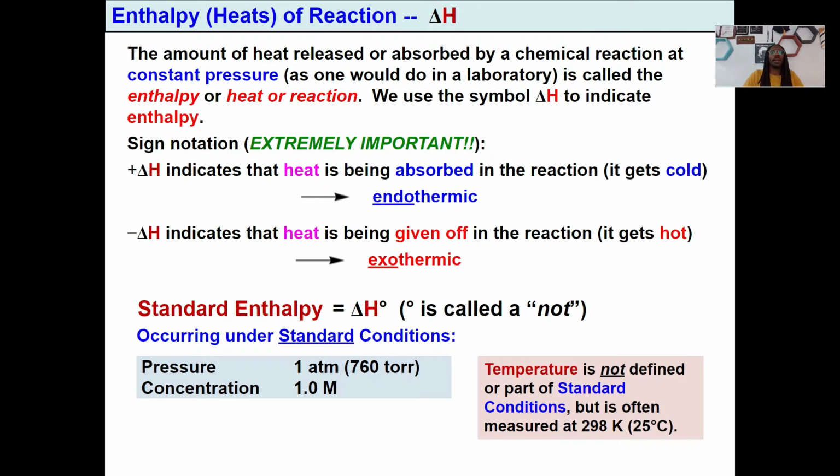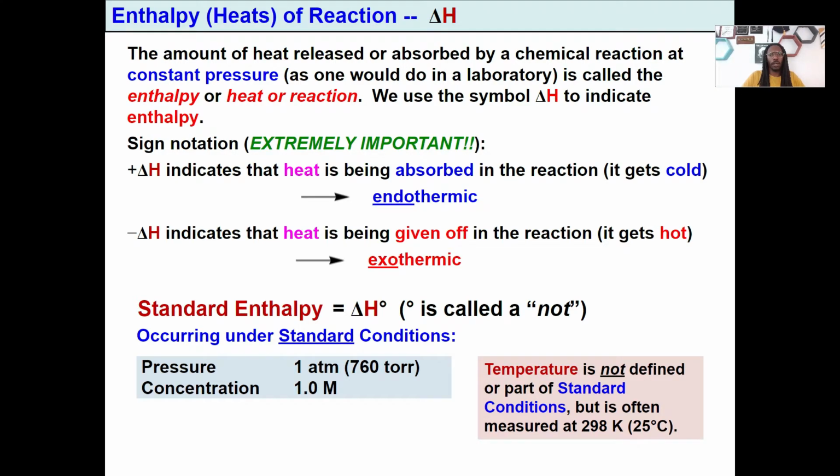Next, if you got a negative value for your enthalpy, that lets me know that heat is being given off. We're releasing that energy. So if you're releasing energy, you probably have an exothermic reaction. Therefore, you have a hot reaction. So these are the two different types of reactions, endothermic and exothermic.